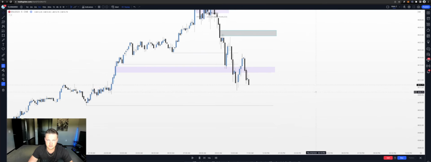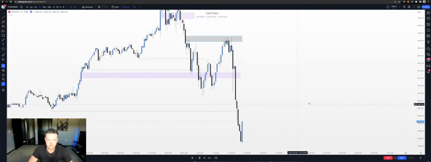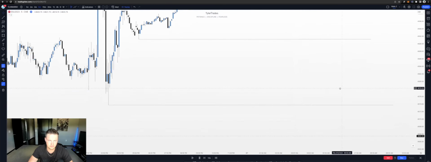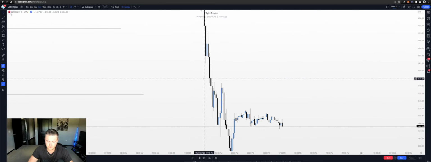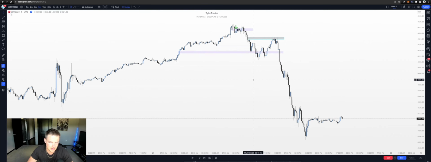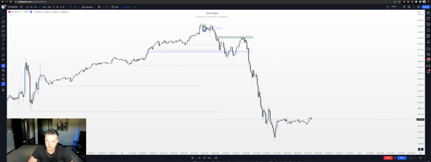You guys can see that price delivers up to that fair value gap 2 different times, and then we sell all the way off and take out this level of liquidity and then some. So that is how I like to find my daily bias and the next draw on liquidity.